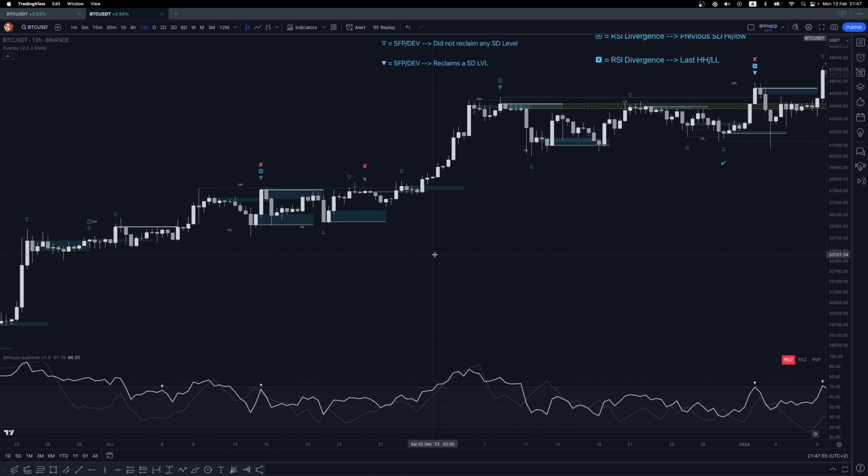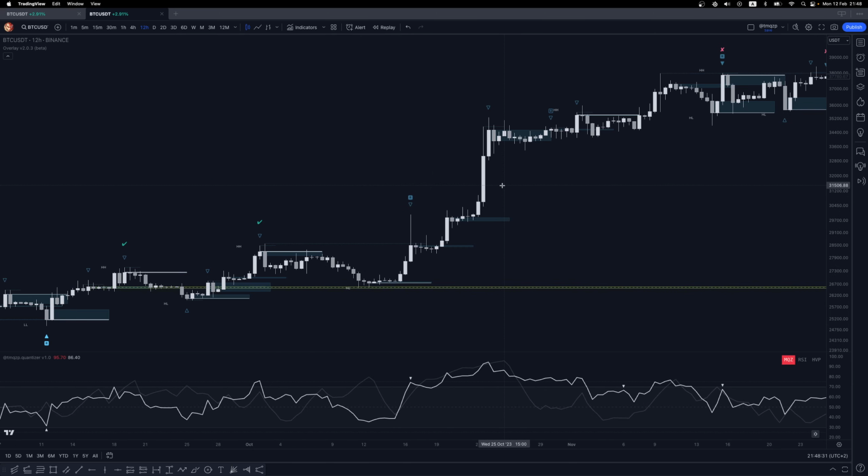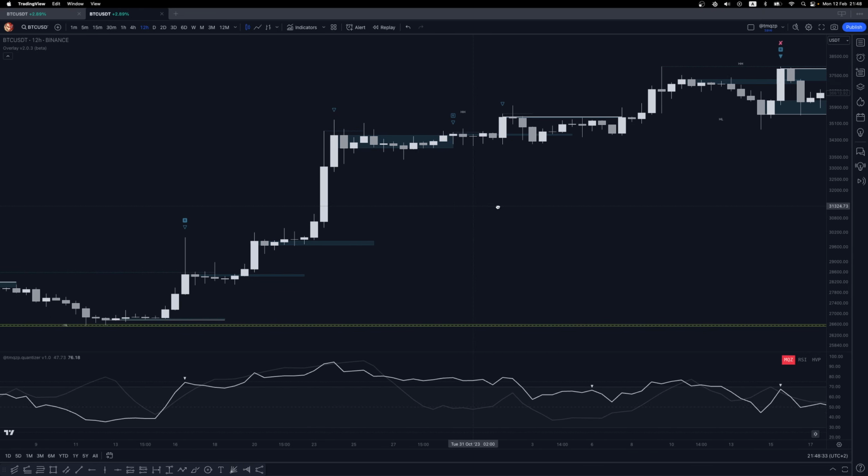So a neat feature that I added for those of you that struggle to keep up with all the terms that I'm using: if you take your mouse and hover over one of these and keep it still, it will actually tell you. It says SFP of a higher high, RSI divergence of a higher high, no SD high reclaim. So it's telling you what the signal means. If we go to this one, it says SFP of a local SD high and no SD high reclaim. So there's no reclaim and it's just an SFP of a local SD high. What does the local mean?